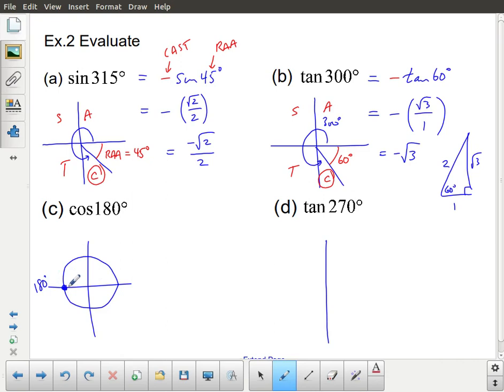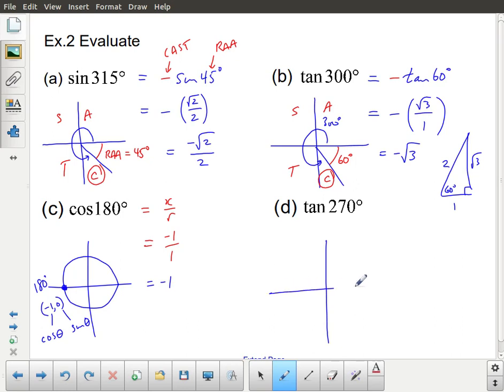So 180 degrees, what are the coordinates of that point? Let's try this again. The point has an x coordinate of -1 and a y coordinate of 0. So you could remember that cosine is defined as x over r. The x coordinate in this case is -1, the r value is 1, and you get an answer of -1, or you could have just used the fact that the x coordinate is the cosine of theta and the y coordinate is the sine of theta.